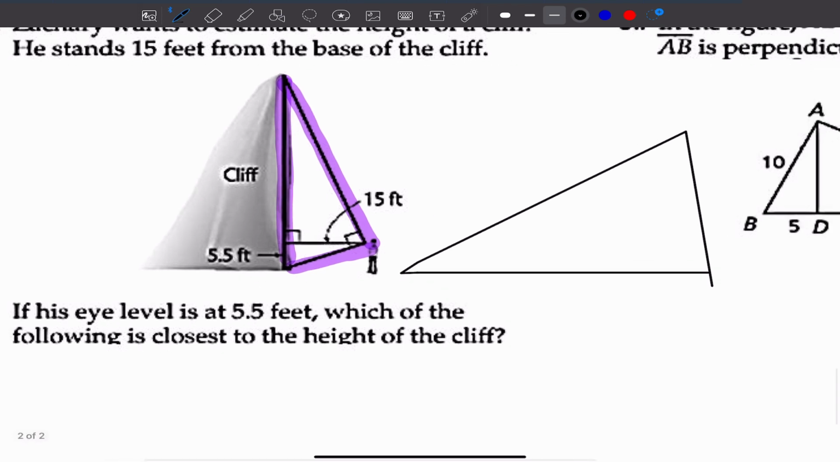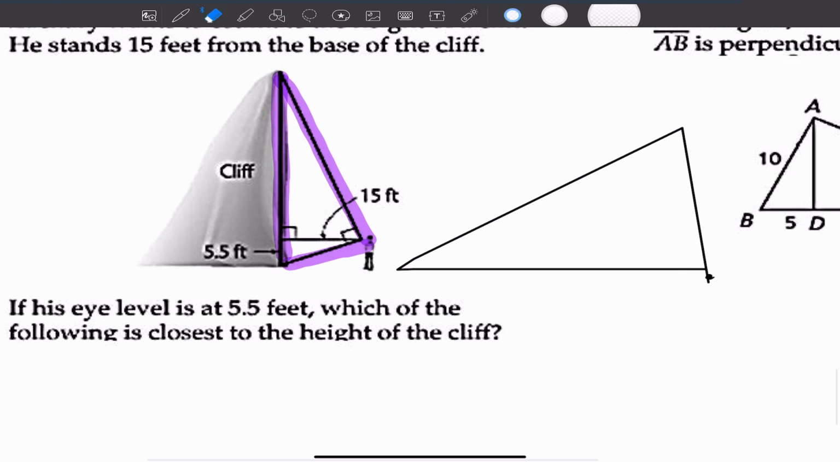Alright, this is what I can just draw right now. I'm basically redrawing this, and we have our little altitude here. It's not perfect, but whatever, right? I'm just gonna redraw this.